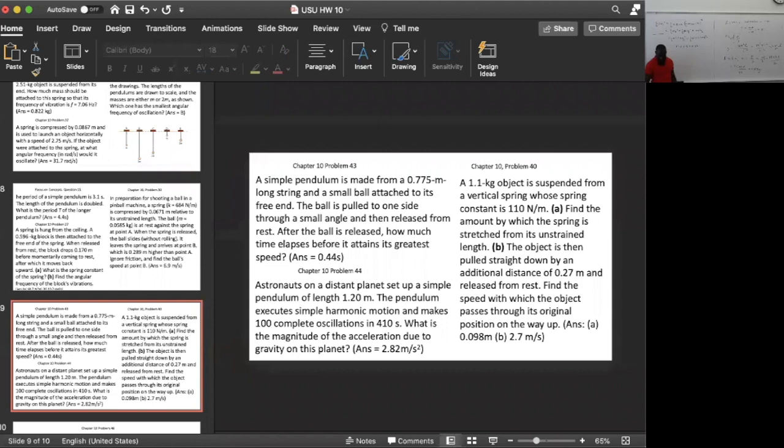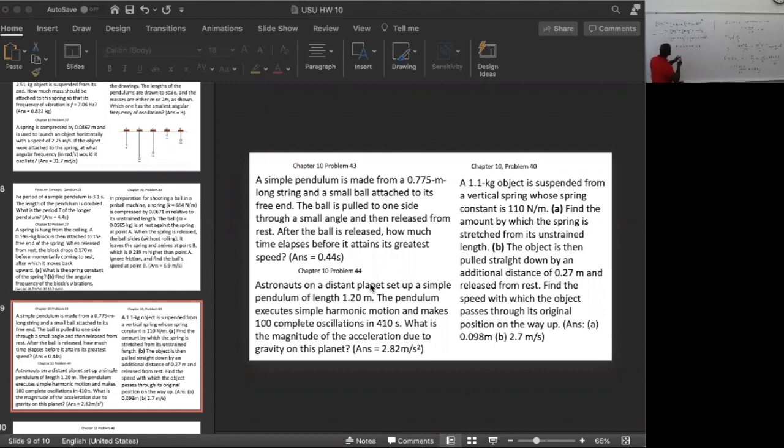Oh, 0.27, sorry. So this is plus 0.27. Sorry, I kept getting it mixed up. So the additional distance is 0.27 meters here. Okay, so this solves our problem. Now we'll find v final.